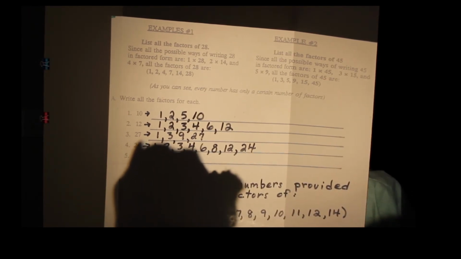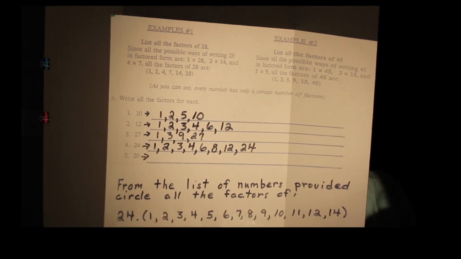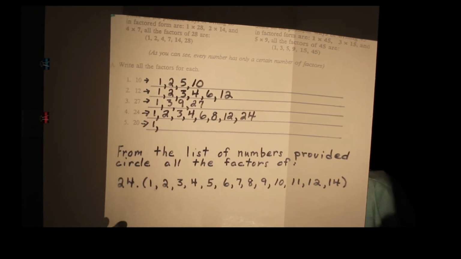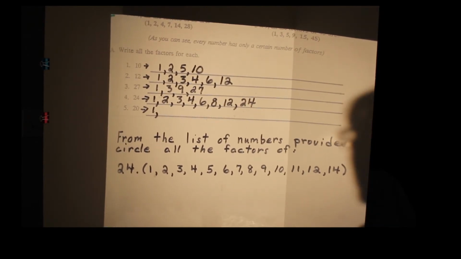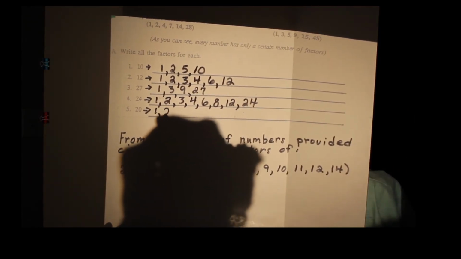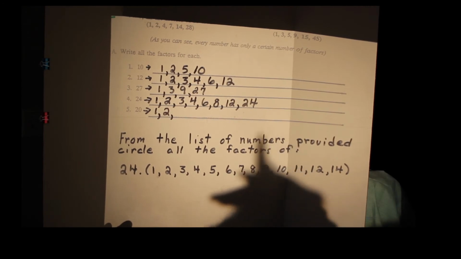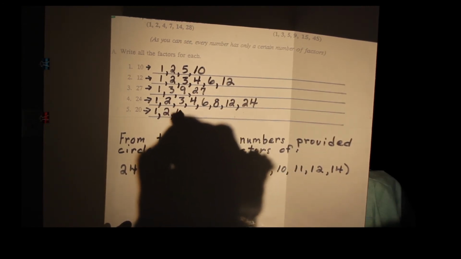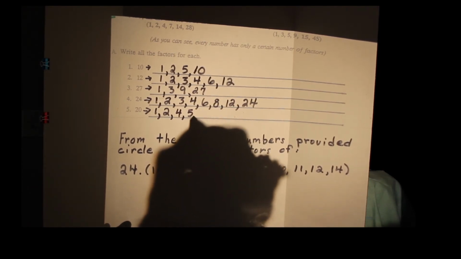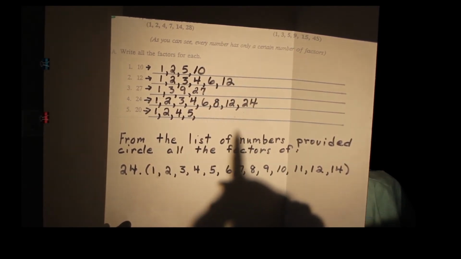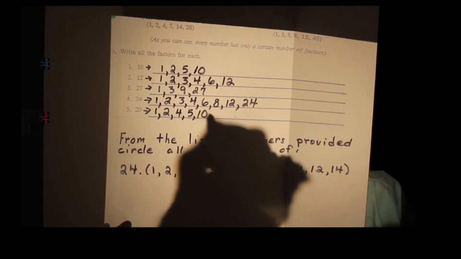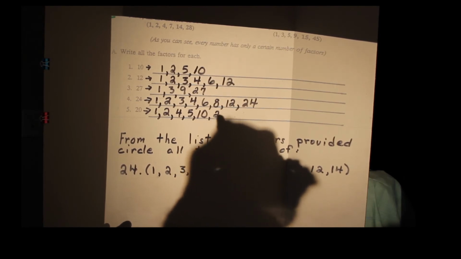20. Put that arrow. 1 is going to be a factor. That's easy. Let me put this up a little bit. Sure you can see. 1, 2, it's an even number, so 2 will work. 3 will not work. 4 will. 5 will, because 4 times 5 is 20. 6 won't go. 7, 8, 9, no. 10 will go. And after that, you're up to 20.